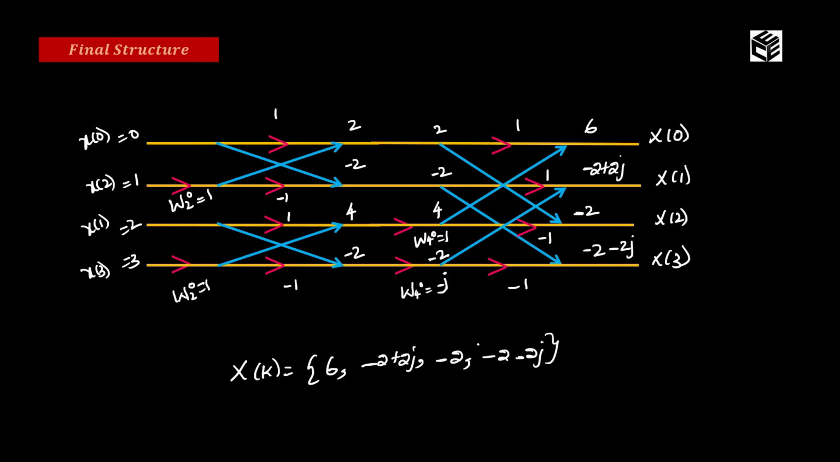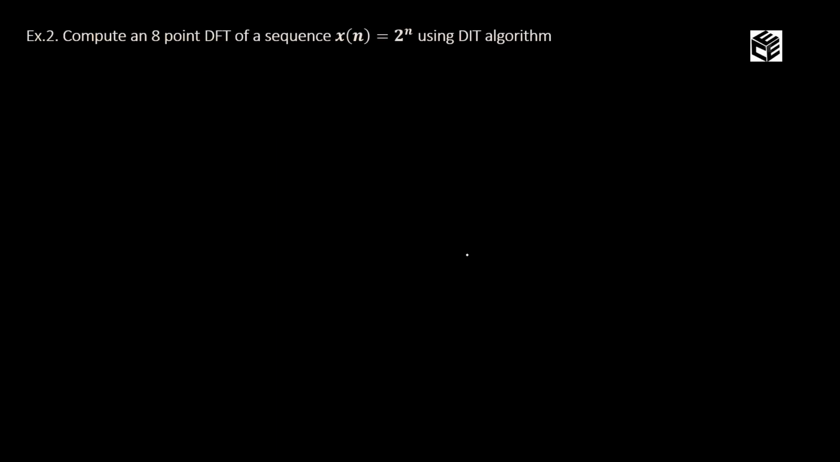Okay, now let's move to 8-point sequence. The question is, compute an 8-point DFT of a sequence x of n is equal to 2 to the power n using DIT algorithm. In the question, it is clearly mentioned the value of n is equal to 8, which means 2 to the power 3. That represents we have 3 stages of computation.